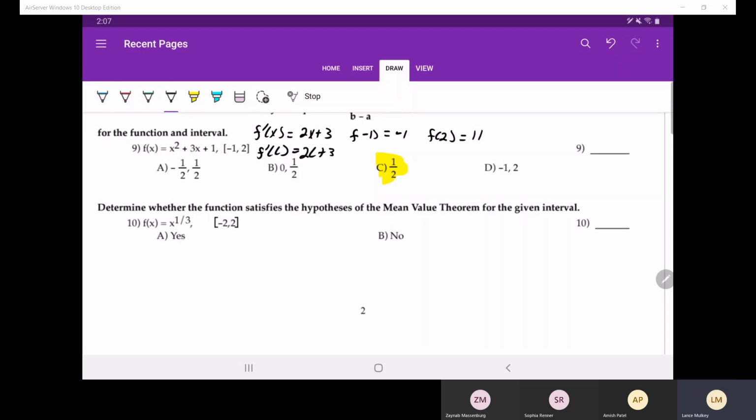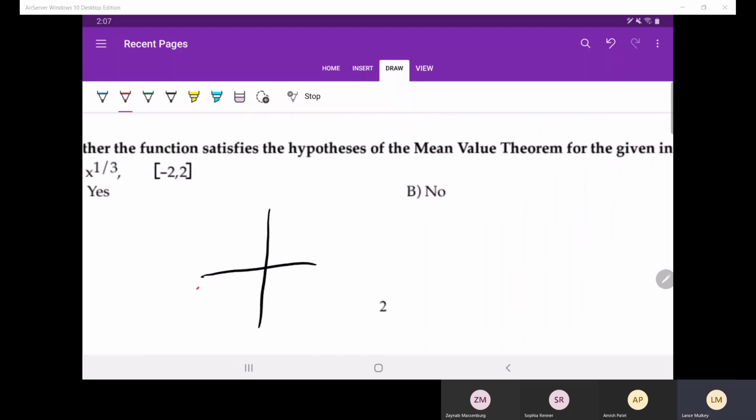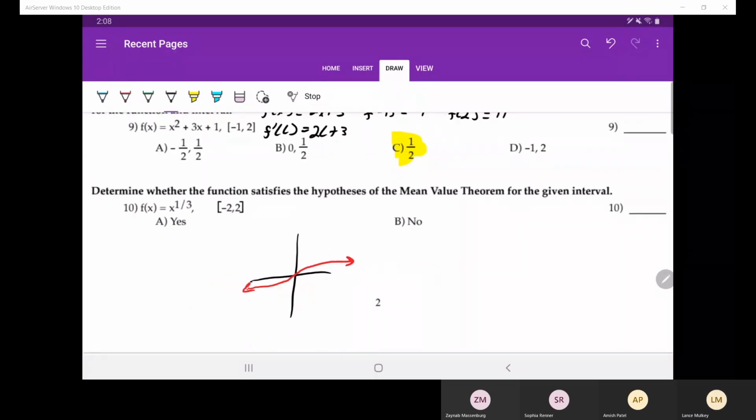Because you can't differentiate points. But is this function, so what does f of x look like? So the cube root of x looks something like this, right? So it's continuous.